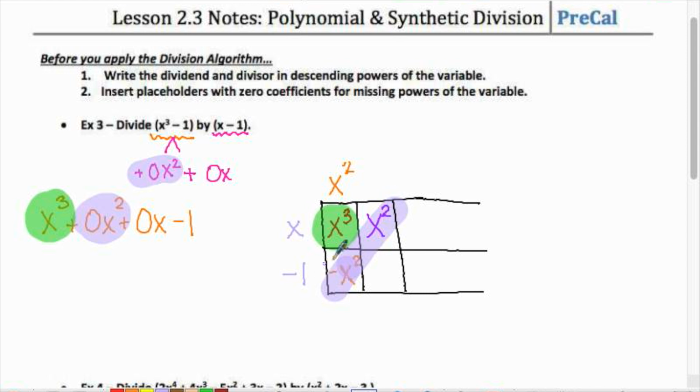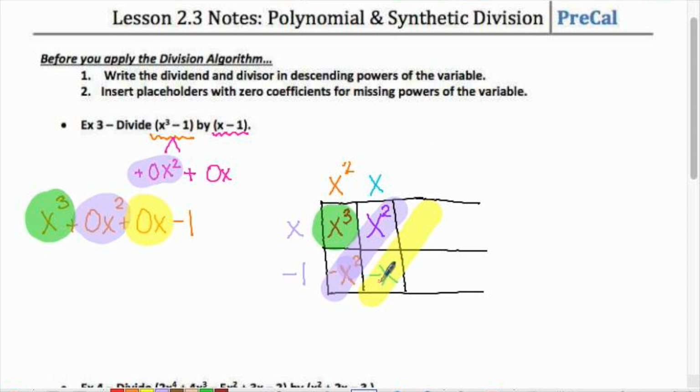So x squared plus a negative x squared would give me 0x squared. Okay, so now we're ready to go ahead and fill out this next part right here. So x times what would give me x squared? Well, x. So then we can multiply going down. X times negative 1 is negative x. And again, this and this need to add up to the next term in my dividend.